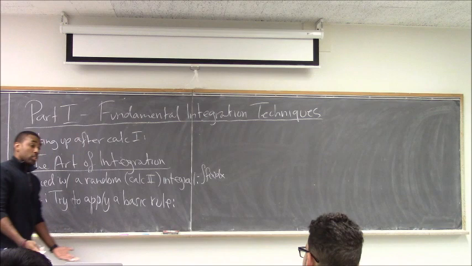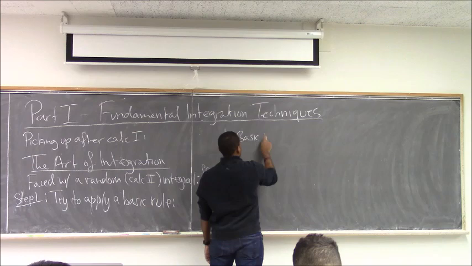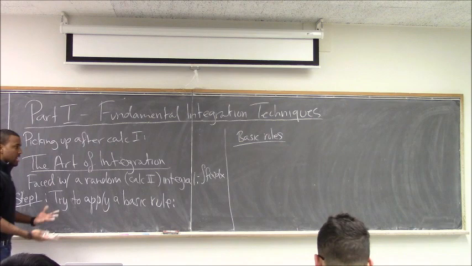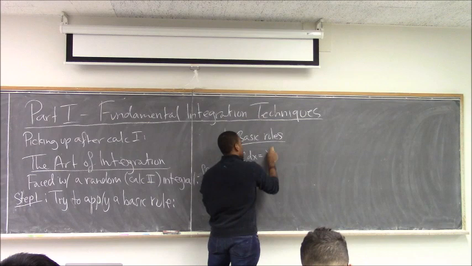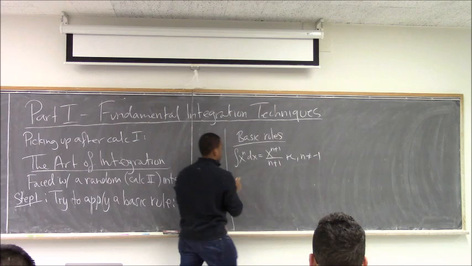That should be the first thing you try to do. What is a basic rule? Just so that everyone knows what I'm talking about. Basic rules are the rules that tell you how to integrate certain elementary functions. So, for example, the power rule for integration would be a basic rule. If your n equals minus 1, you get 1 over x.